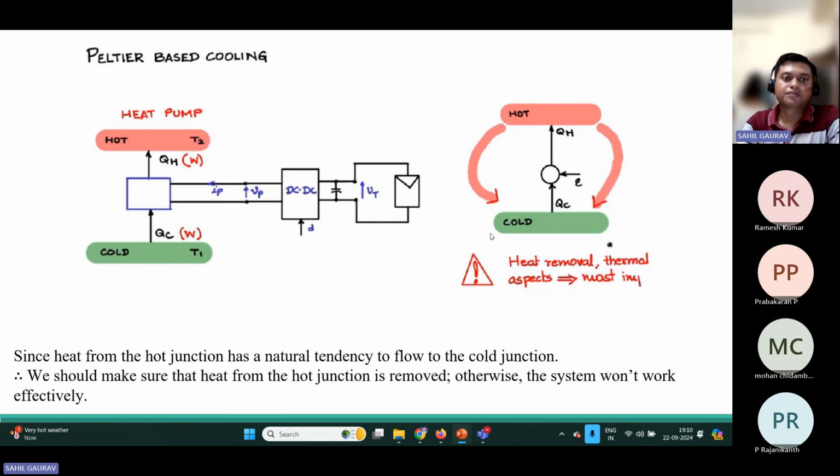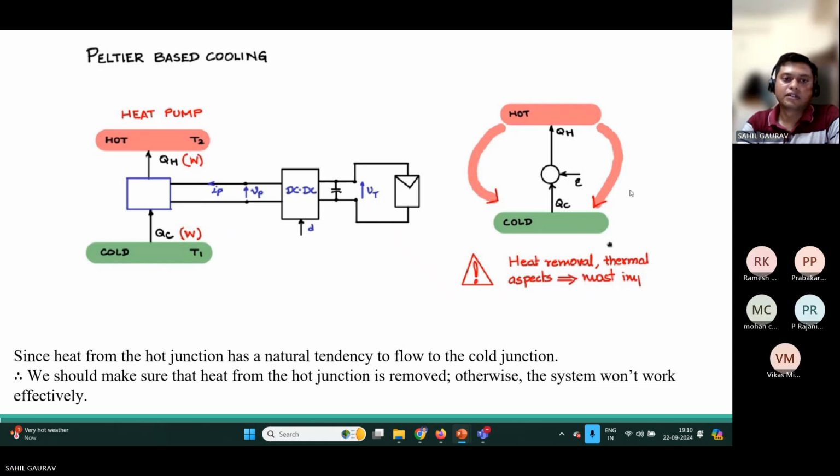So if you extract the heat from cold to hot with the help of a heat pump, and the work of the heat pump is done by this Peltier device, note that the natural tendency of heat flow is from the hot side to the cold side. So if you extract the heat from the cold to the hot side, the heat will again come naturally from hot to cold side. So we have to make sure that the heat from the hot junction is removed. Otherwise, the system won't work effectively. So this is very important.